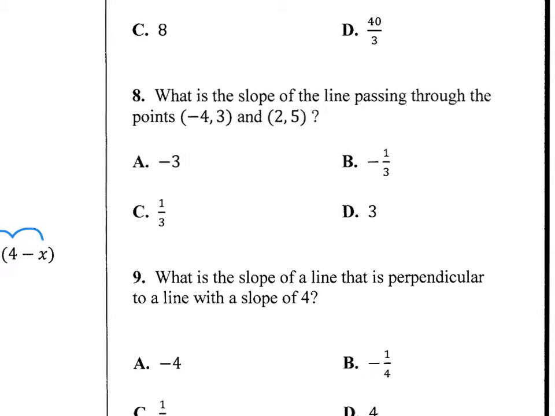Number 8, they want to know the slope of the line. Now, these points would be x1, y1, x2, y2. We've been doing that since your freshman year. And to find slope, which is letter M, you're going to take y2 minus y1, it's a 1 there, over x2 minus x1.